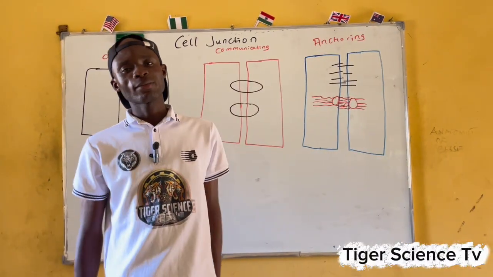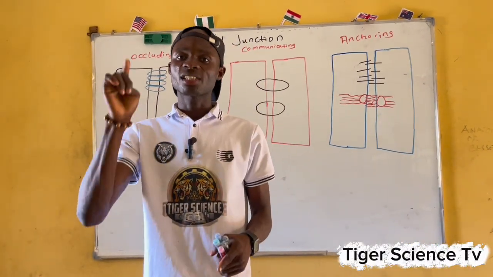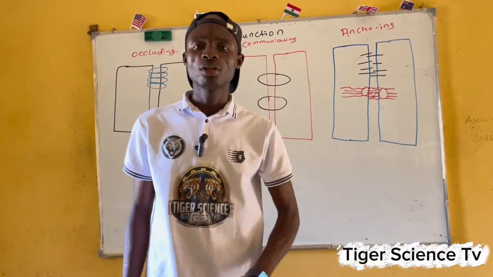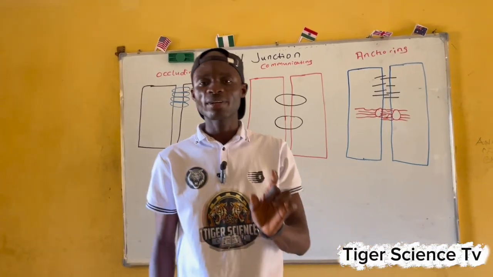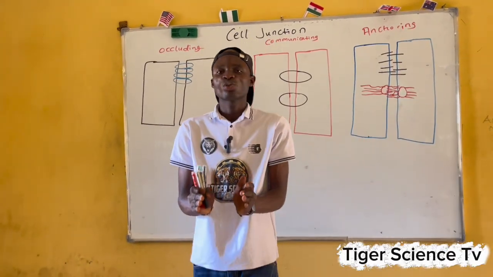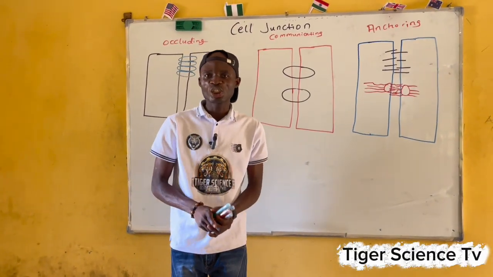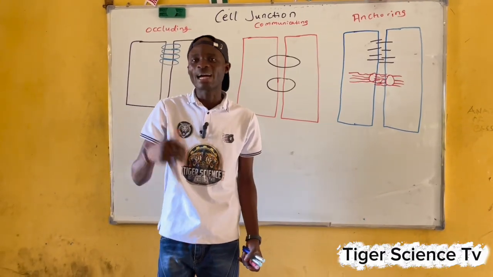I know nowadays many of you know about the cell before we take it to the complex form and systemic parts. Now, we must know about what we call cell junction, also known as membrane junction. So, what is cell junction? Cell junction simply means, or can be defined as, the junction between cells or the junction between a cell and the extracellular matrix.